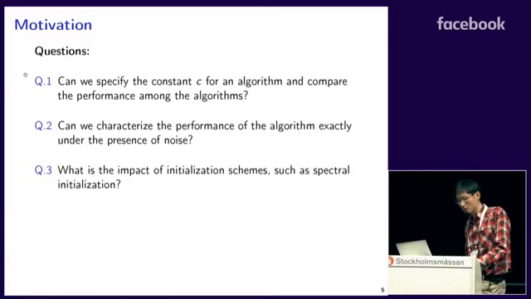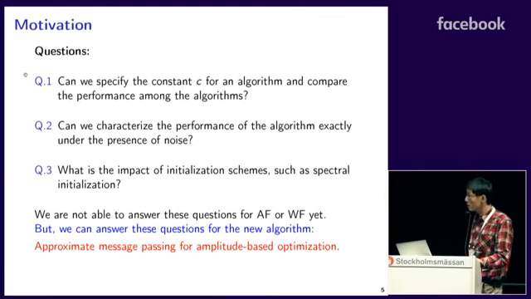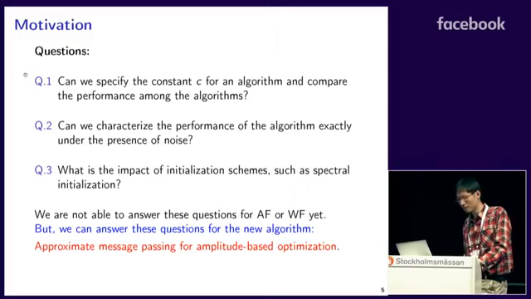So I want to ask, what is the impact of the initialization scheme, such as the spectral initialization I described before? Well, we are not able to answer these questions for amplitude flow or Wirtinger flow yet, but we are able to answer these questions for the new algorithm, which I will talk about today, approximate message passing for amplitude-based optimization. But before I talk about the approximate message passing framework, let me first introduce a slightly different formulation of the problem, such that it has some advantage over the old amplitude flow approach.